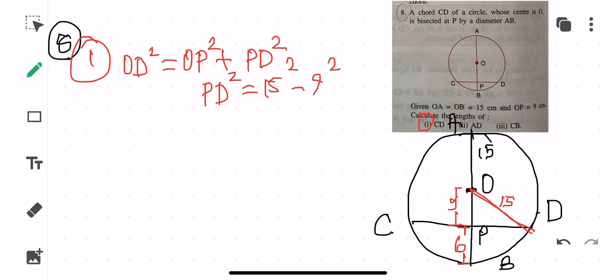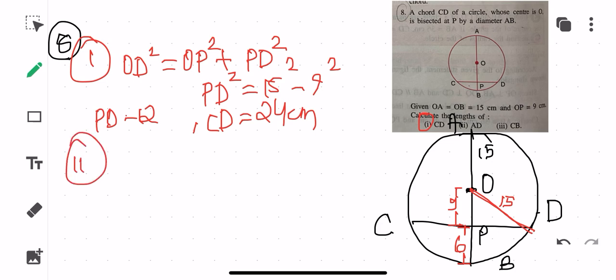So if PD is equal to 12, see, PD you are going to get 12, so it is understood that CD will be equal to 24. Okay, so you are going to write down the steps properly, and this is why I am just explaining and giving you as homework. You have to write down each and everything, that perpendicular from the center of the chord bisects the chord, everything you have to write down properly.